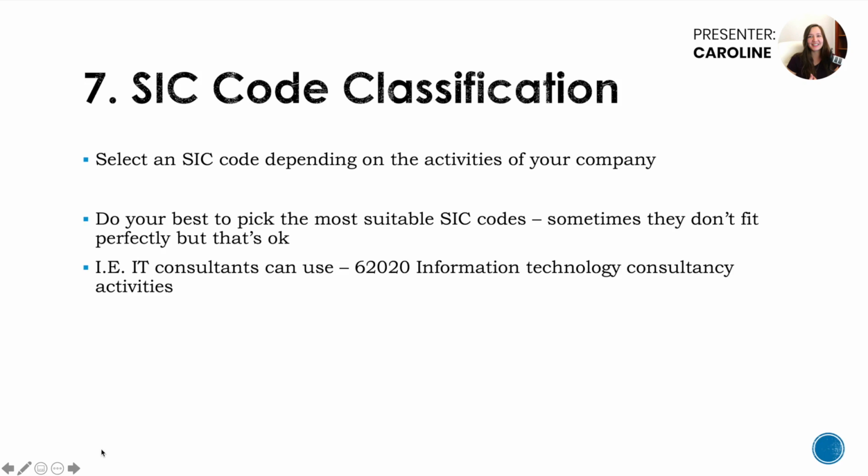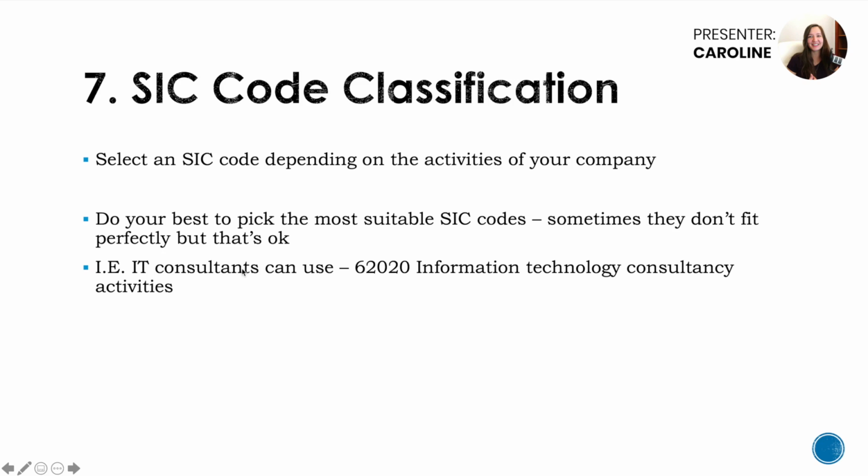And number 7, SIC code classification. You must select a SIC code, as they're called, I don't know why, depending on the activities of your company. You will find a list, and sometimes they don't fit perfectly. For example, IT consultants can use 62020 for information technology consultancy activities, okay?